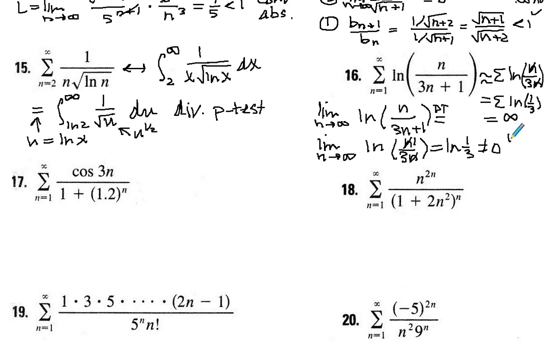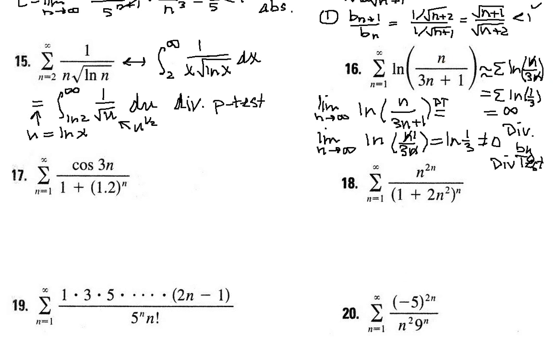Okay, so the terms don't go to 0. This diverges by the divergence test. Because this inside doesn't go to 0, so log of something that's not 0 doesn't go to 0.